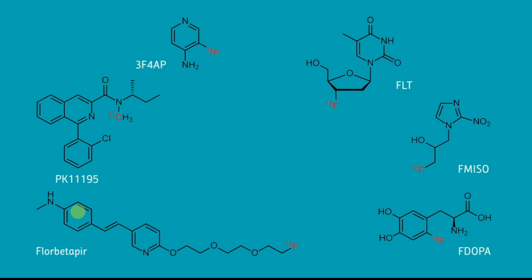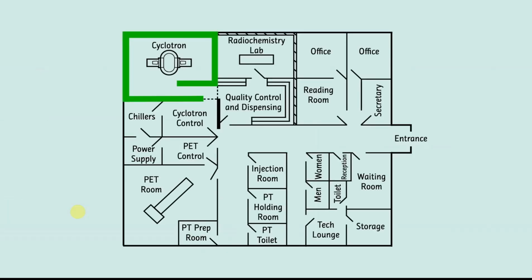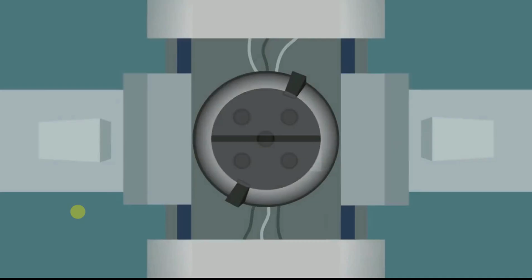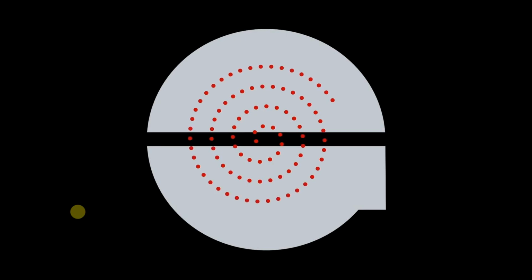PET tracers such as FDG are among the most remarkable tools in medical diagnostics, and their life begins in a particle accelerator, just hours earlier. The particle accelerator in question is called a cyclotron, and it's often housed in a bunker within hospitals. It uses electromagnetic fields to propel charged particles like protons faster and faster along a spiraling path.